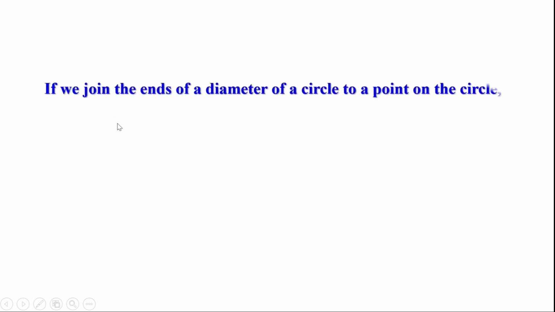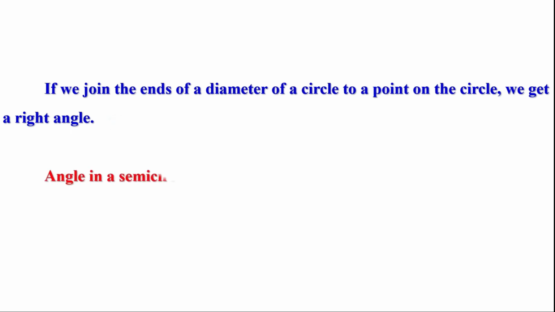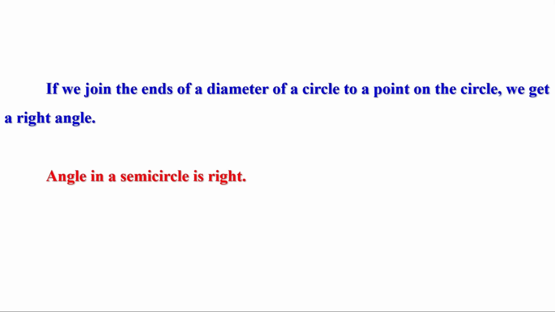So we have seen that if we join the ends of a diameter of a circle to a point on the circle, we get a right angle, and angle in a semicircle is right. If the ends of a diameter are joined to a point on the circle, we get a right angle.